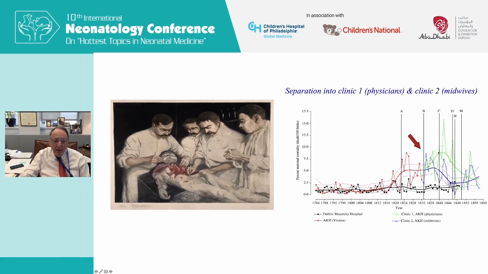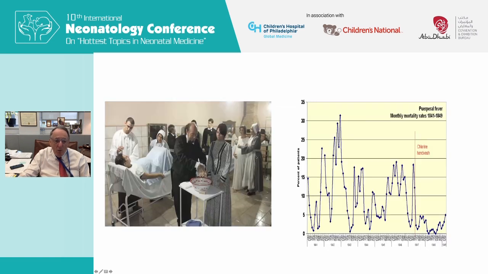And finally, Semmelweis, not knowing about bacteria or germs, said there's something that must be transmitted from those women in autopsy. And what did he do? He made everybody soak their hands in a chlorinated lime solution before they did pelvic examination of women in childbirth. And the mortality rate, as you can see here, and this is actually from Semmelweis's diary, you can see when the chlorine hand wash was introduced, it went down dramatically.